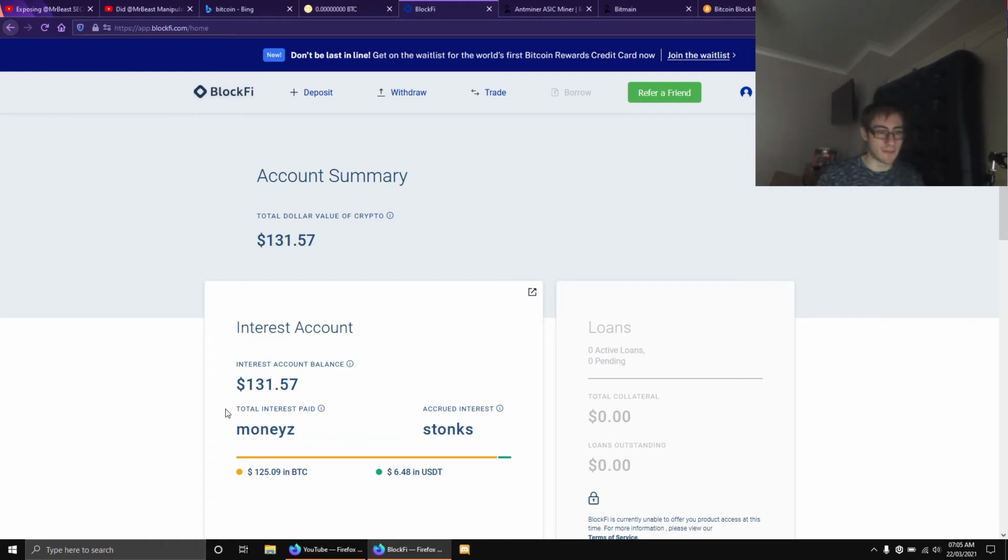But yeah, over time, if you hold your crypto, it will get more and more valuable as the price of it goes up. So that's the really cool thing about BlockFi. It's not like other wallets where you just leave it there and it does nothing. It goes up and down due to market volatility. You can actually earn interest just by not touching it, which is really cool.